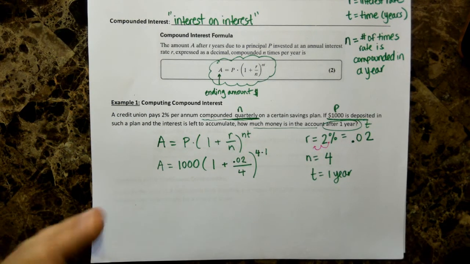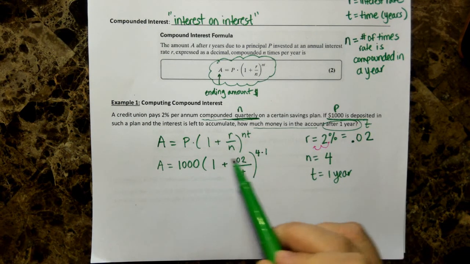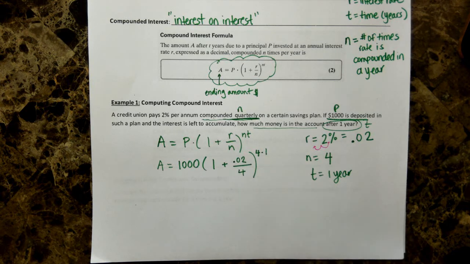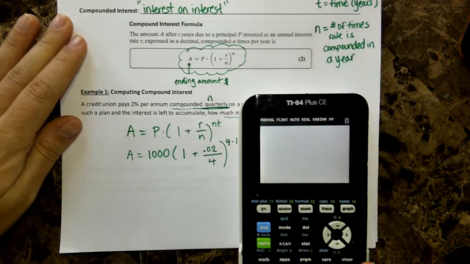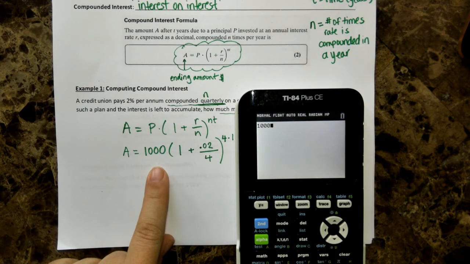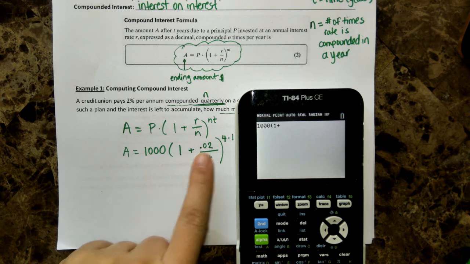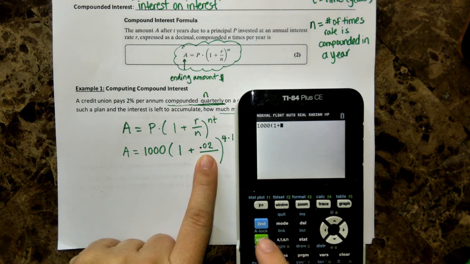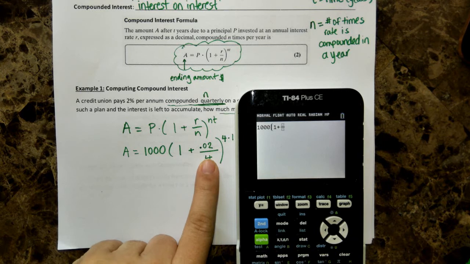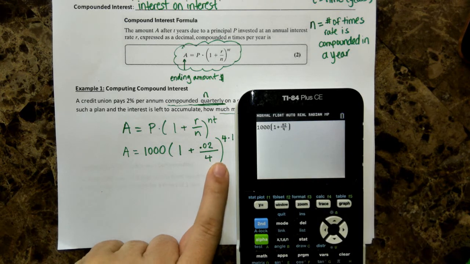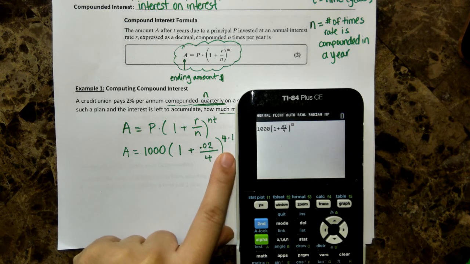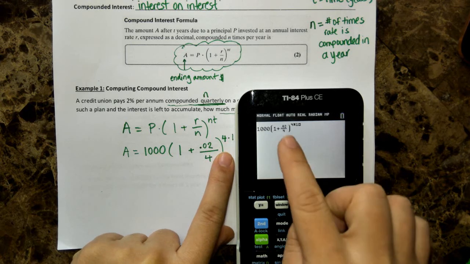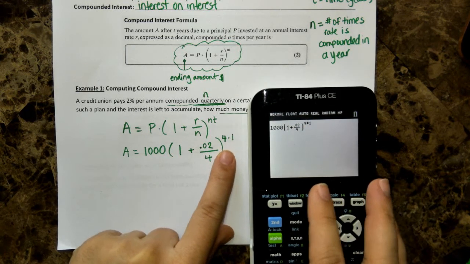Okay. And then once you have all of that, notice all of these are just numbers. They're all things I can type in the calculator and help me calculate. So I'm going to do just that. I'm going to go ahead and go to my calculator. I'm going to type in 1,000 times 1 plus, and I like to use a fraction template, 0.02 divided by 4. Make sure the parentheses is closing that whole thing up. You're going to raise it to the 4 times 1 power. Make sure the 4 and the 1 are both in the exponent section.